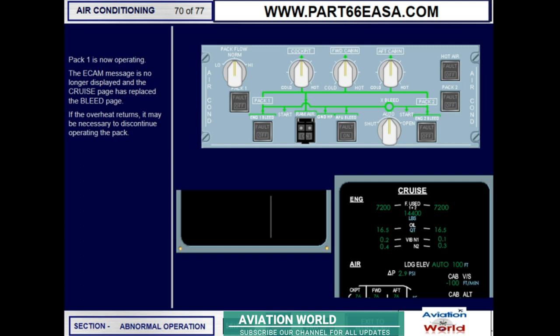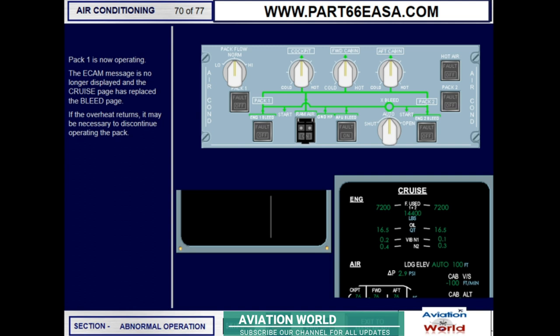The zone controller has two channels, a primary and a secondary. The primary channel controls the air conditioning system. The secondary channel provides some control if the primary channel fails and also provides temperature indications on the condition page.